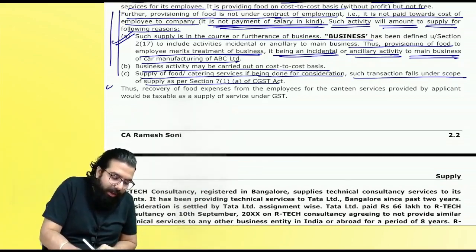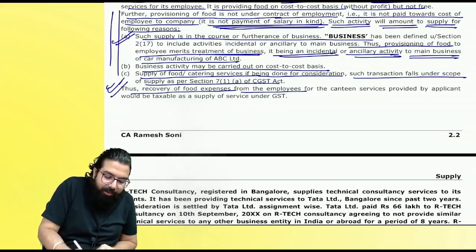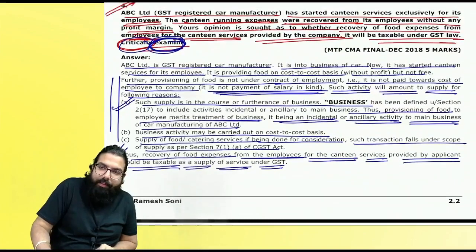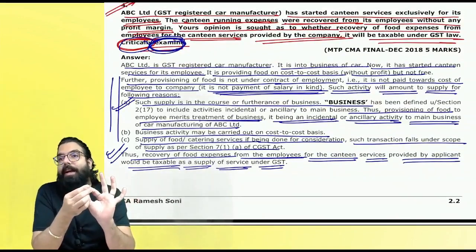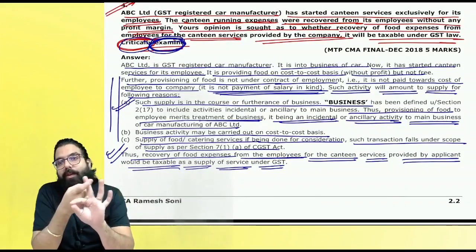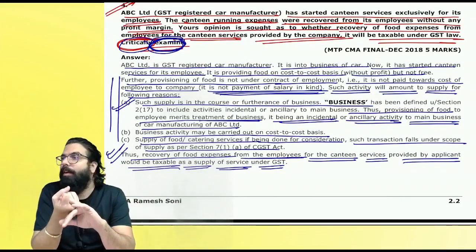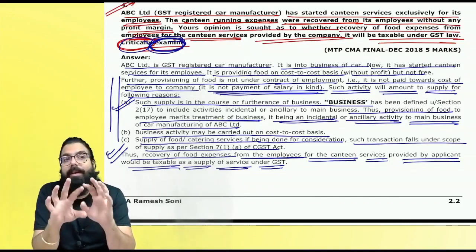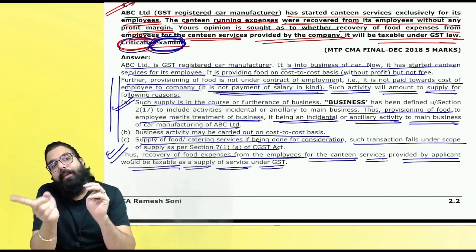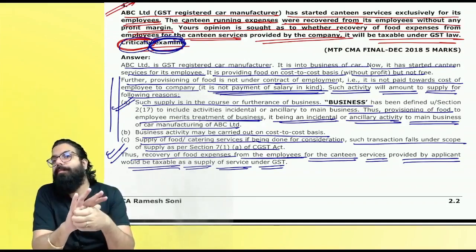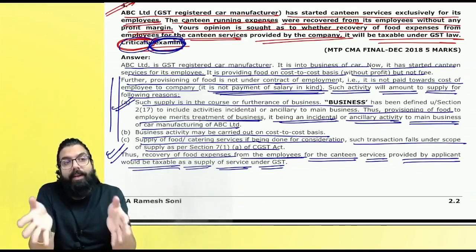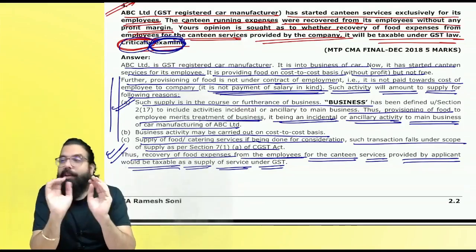So they have written the law, and then they are telling us, thus, recovery of food expenses from the employee for the canteen services provided by the applicant would be taxable as supply of service under GST. They told, see, might be it's not your principal activity, but it's your ancillary activity. When you read Section 7(1)(a), it says all forms are included, for a consideration is included, and it should be in the course of your business. Might be it's not your business, but it's an incidental activity to your business, and hence it is included in the definition of supply. And then they concluded saying GST will be applicable.